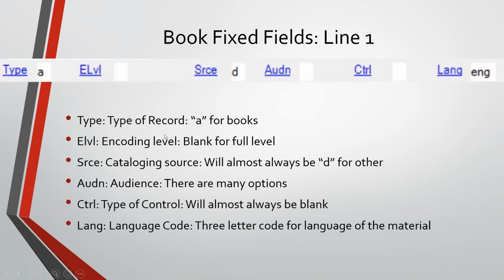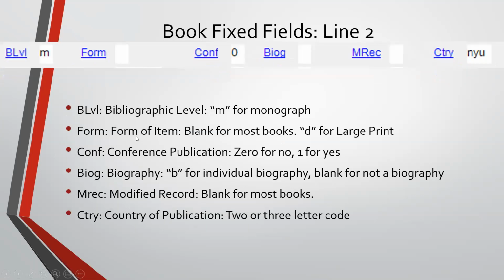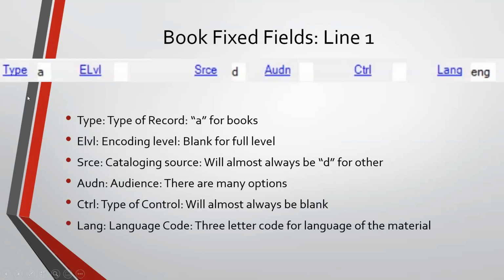Encoding level. OCLC and Library of Congress have breakdowns on what the encoding level includes. I've encoded it here as blank for a full level record. Cataloging source here is almost always going to be D. Blank, for example, is a national bibliographic entity, so the Library of Congress and its equivalent in other countries.